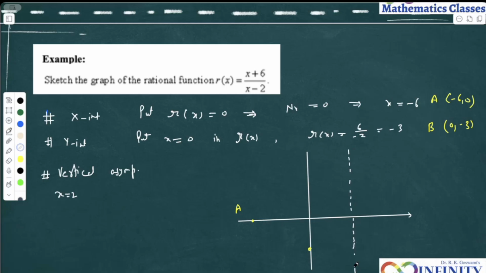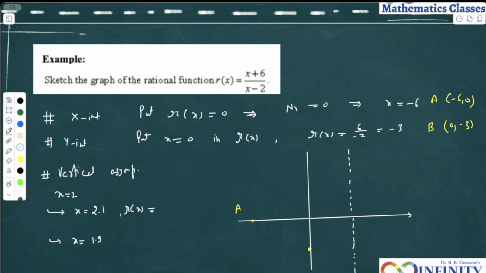Okay. Now just a question. Suppose I have some values like x equals 2.1, and a value like x equals 1.9. Can you please tell me what is the value of R(x) there? Just numerically, I need to get the positive and the negative values, basically how the values will go on. What should this value be?